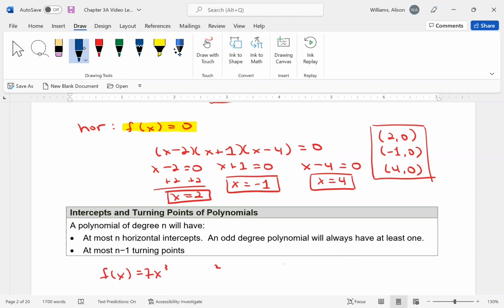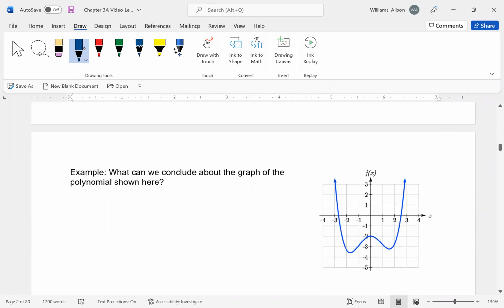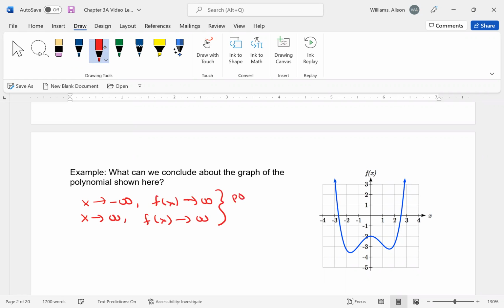All right, so let's actually look at an example. What can we conclude about the polynomial shown here? Wow, lots of things we can conclude. I see some horizontal intercepts, a vertical intercept, and some turning points. So let's zero in on that and talk about the long run behavior. I notice that as x goes to negative infinity and positive infinity, f of x goes to positive infinity. So that means we're looking at an even polynomial, a polynomial of even degree.